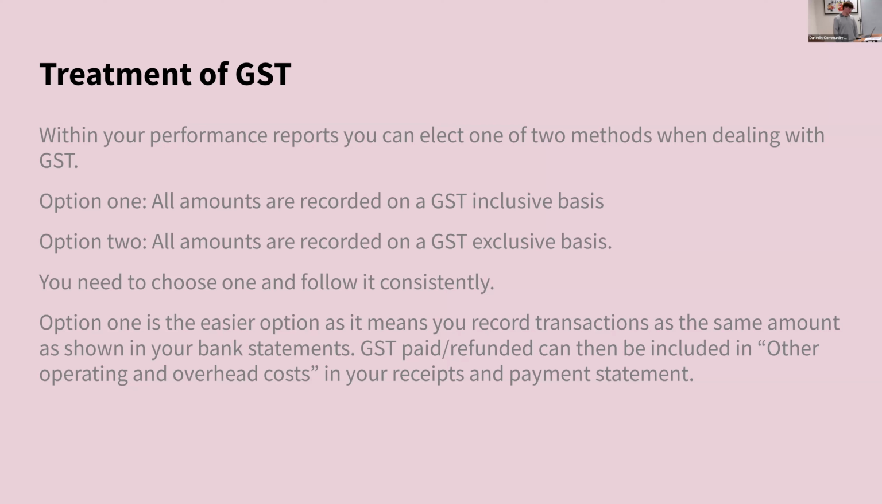I'd say option 1 is probably the easier option, as it means you record transactions as the same amount as they're shown in your bank statements. GST paid or refunded can then be included in your other operating and overhead costs within your receipts and payment statement.